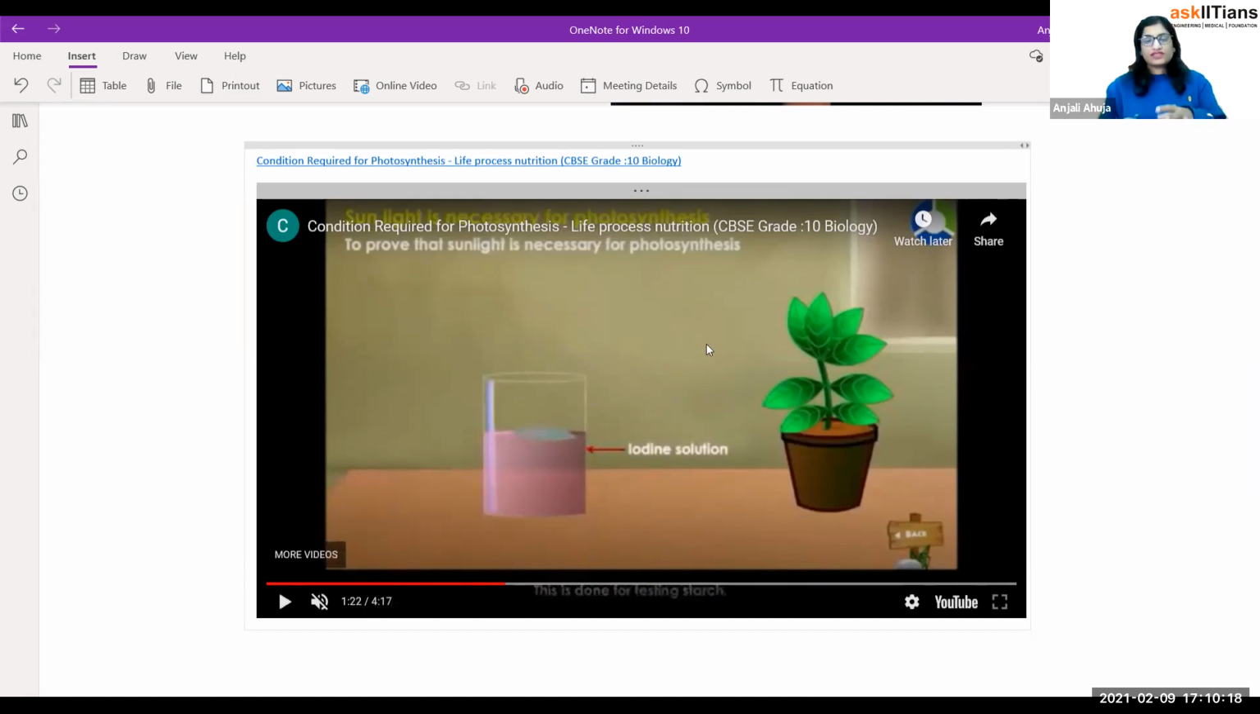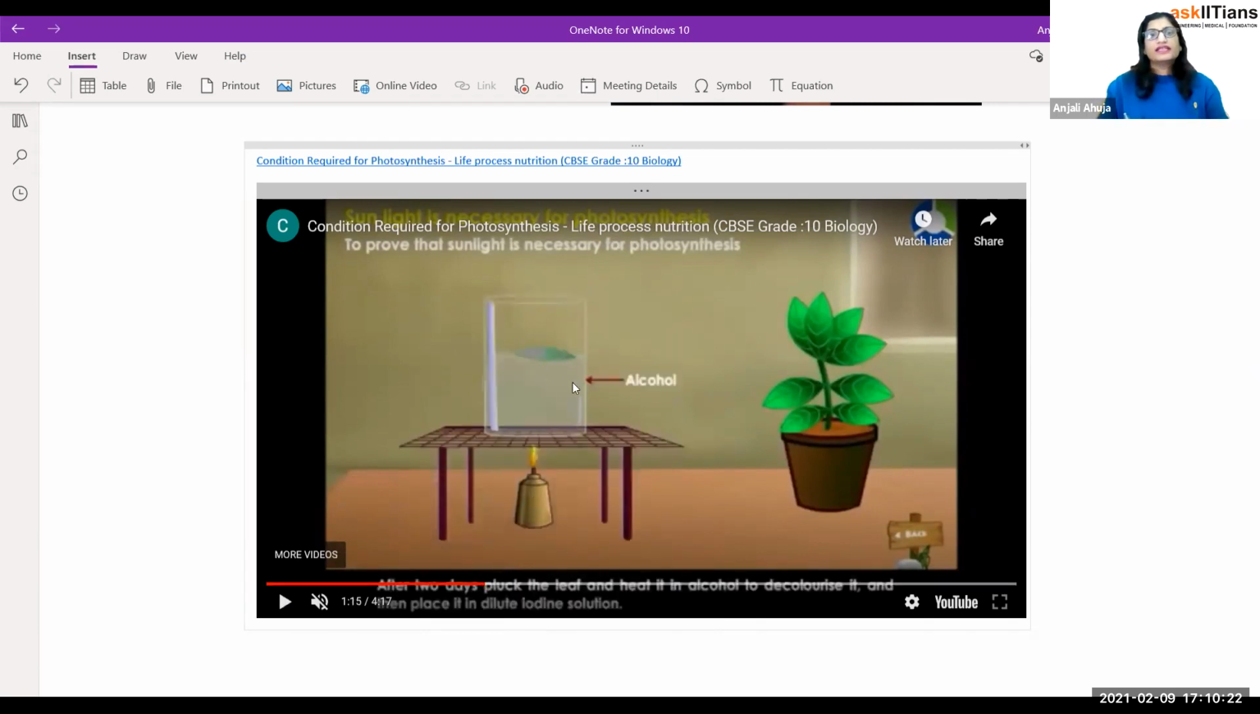So then, first of all, iodine solution, how they use it, let me show you this part again. You can take alcohol and put the leaf in it and just warm it up. After that, alcohol is an agent.